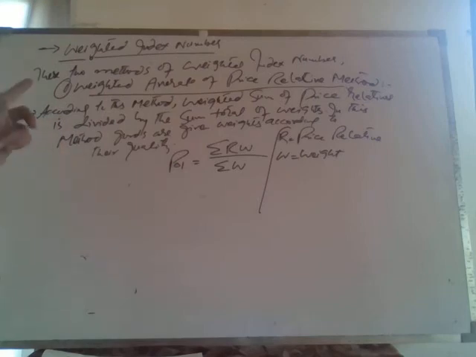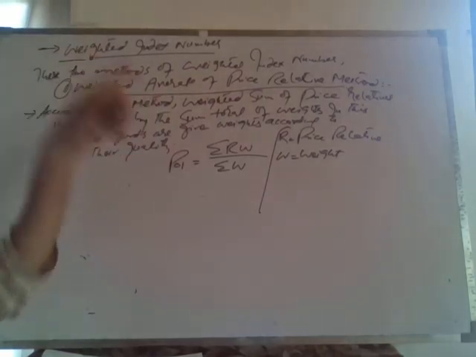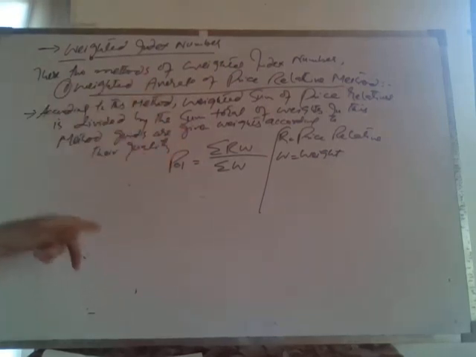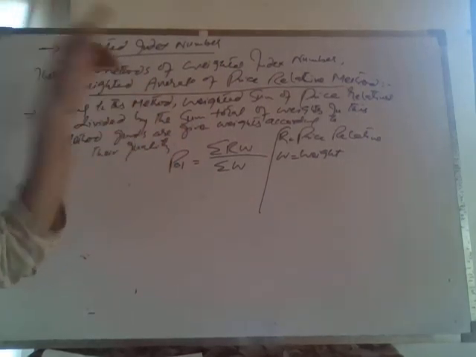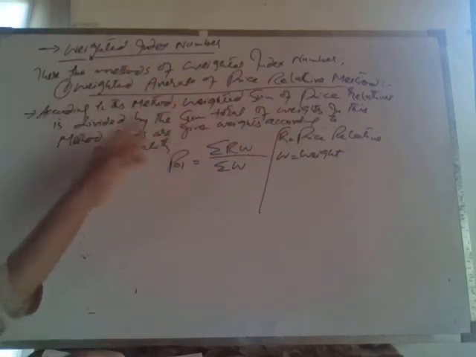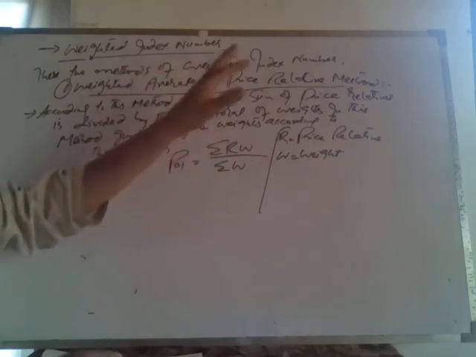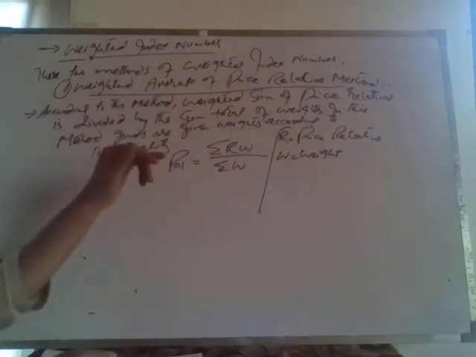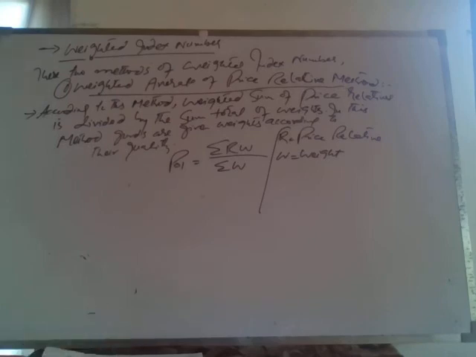So this is the method for calculating the weighted average of price relative method. According to this method, the weighted sum of price relatives is divided by the sum total of weights. In this method, goods, commodities and services are given weights according to their quality, their consumption, their purchases.